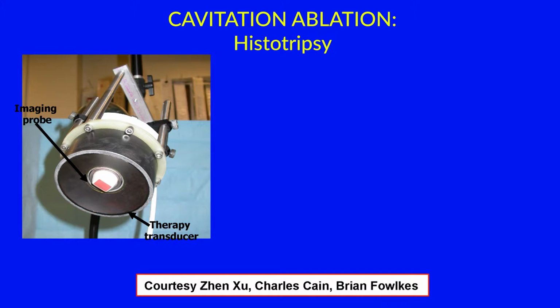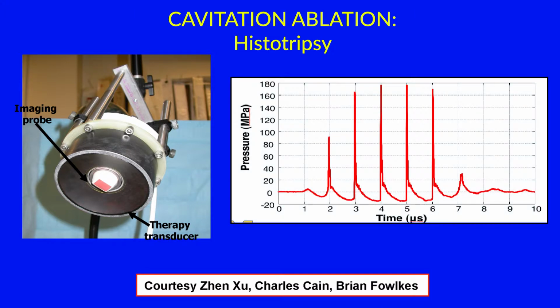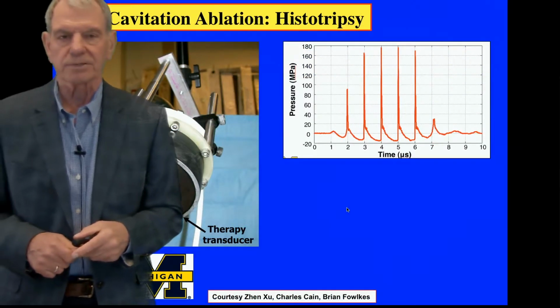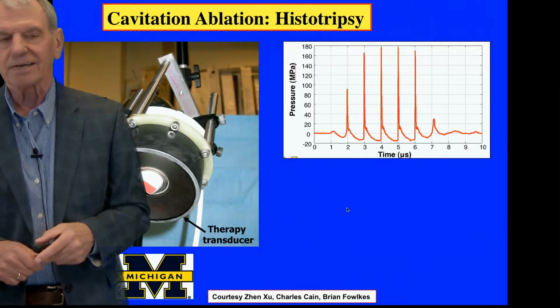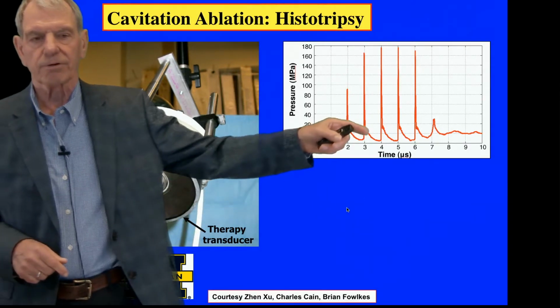Now, a couple of final things is that you can use cavitation and high acoustic pressures to ablate tissue itself. That's called histotripsy, the breaking of the tissue by the cavitation itself. In this particular case, use maybe 5 or 6 cycles of enormous acoustic pressures. It's very hard to measure something like this, but maybe 180 megapascals. That's 1,800 atmospheres of pressure, but only for a few cycles.